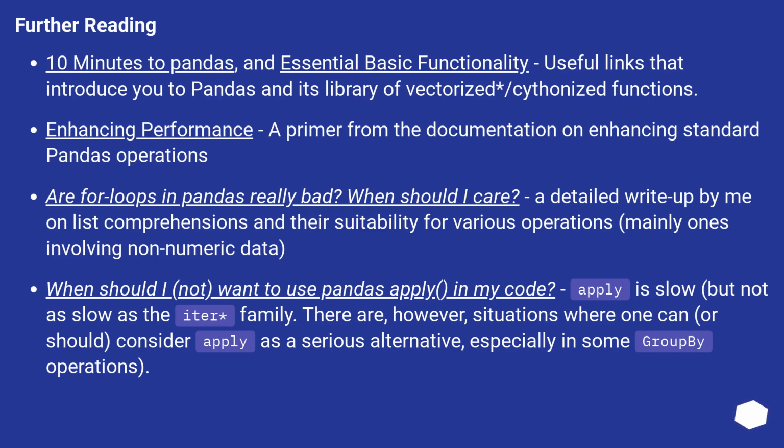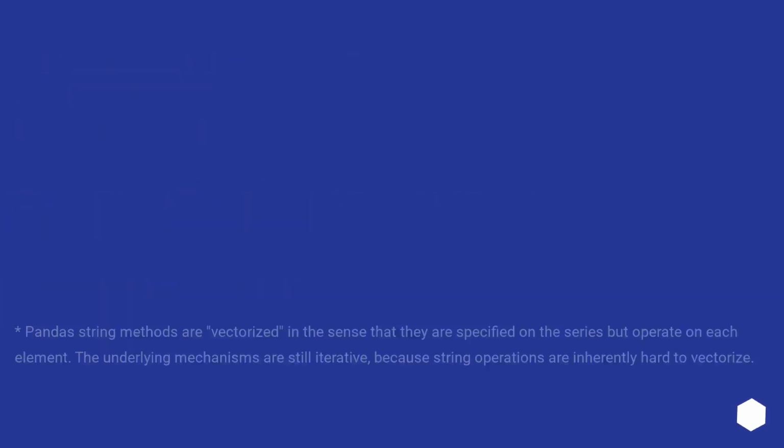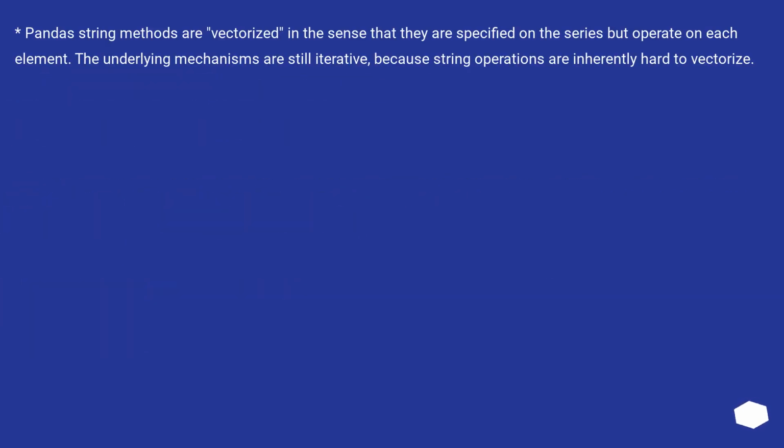Apply is slow, but not as slow as the iter family. There are, however, situations where one can, or should, consider apply as a serious alternative, especially in some groupby operations. Pandas string methods are vectorized in the sense that they are specified on the series but operate on each element. The underlying mechanisms are still iterative, because string operations are inherently hard to vectorize.